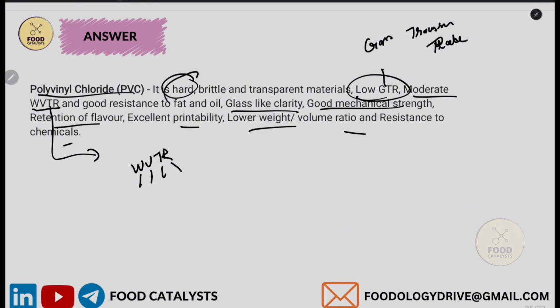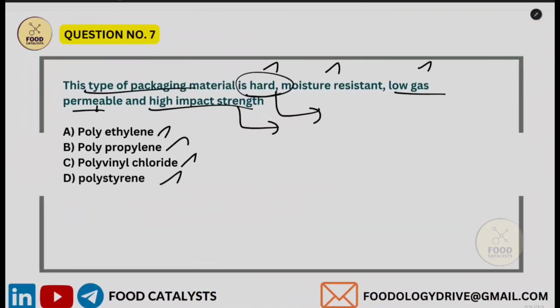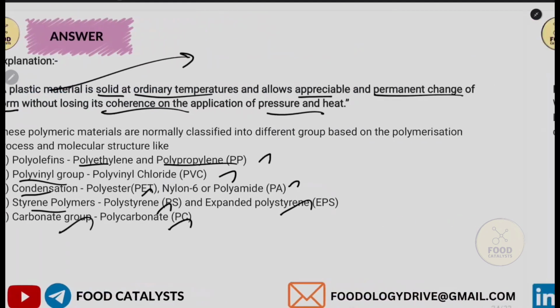But the question says hard. There aren't many materials which we can say are really hard. So that's why this is an easy choice. The word is really important, because many materials have moisture resistance and low gas permeability, but the high impact strength and hardness actually differentiate this from all other products. So the answer is polyvinyl chloride.